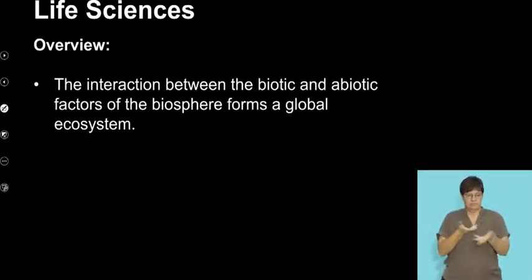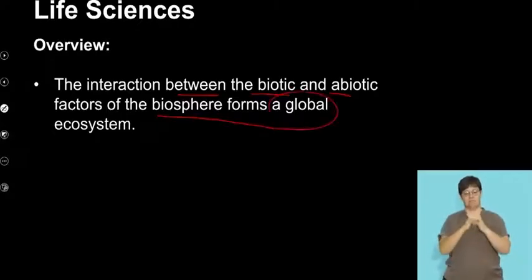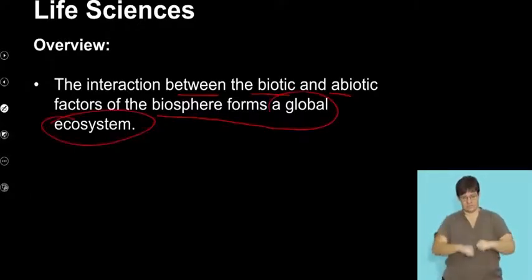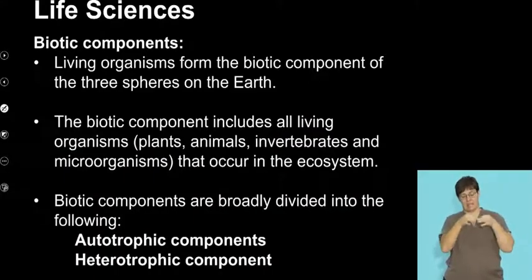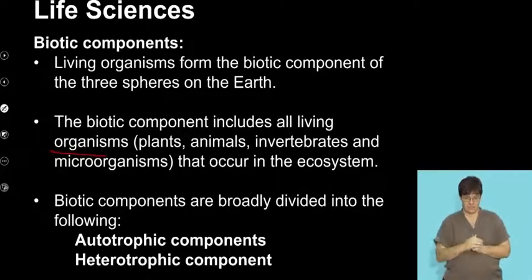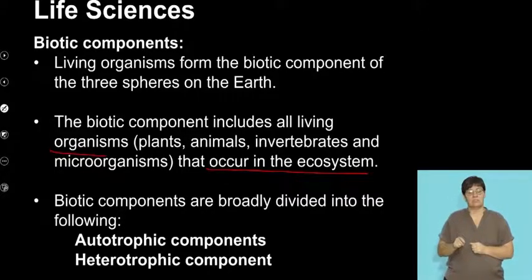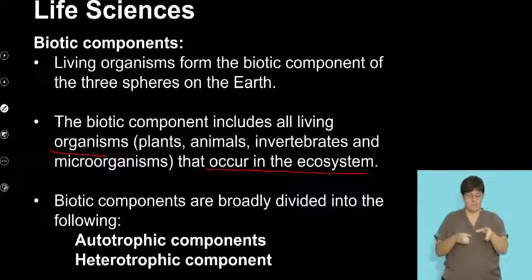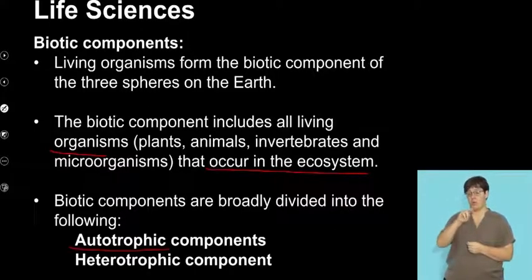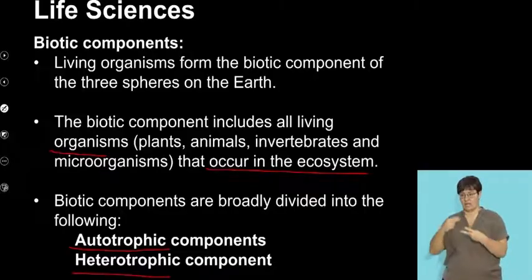The interaction between the abiotic and the biotic components is what forms a global ecosystem, and that's what we need to unpack now. So when we talk of the biotic components, we're referring to all living organisms, and these are essentially broken up into the following two main categories. Broadly speaking, we have autotrophic components and your heterotrophs.